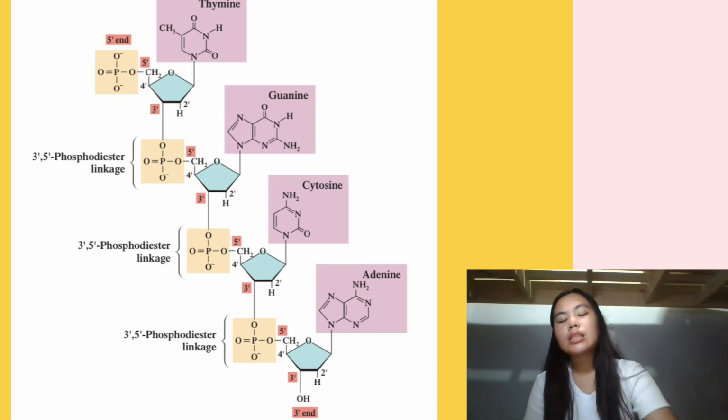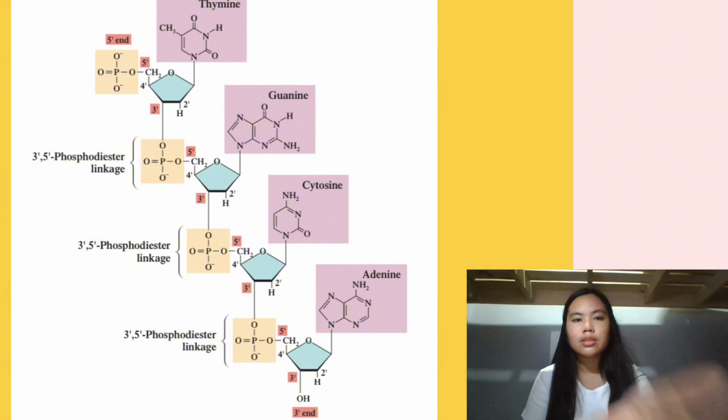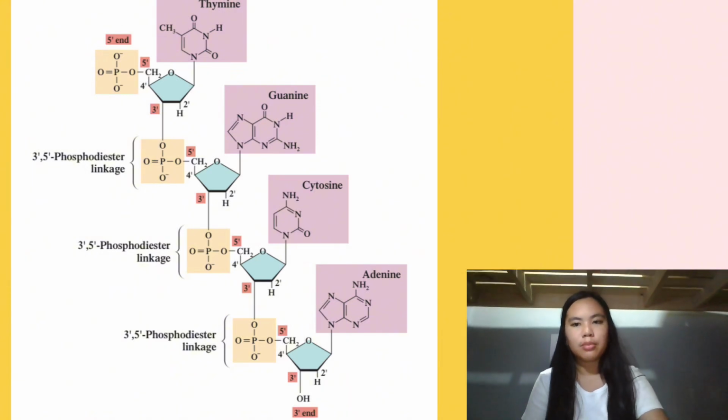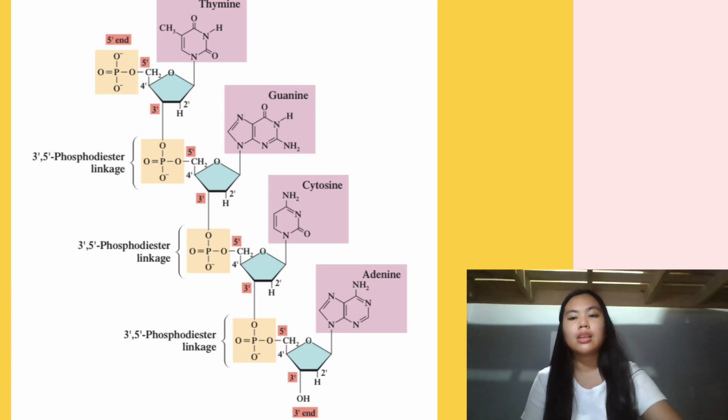So these are the bases, this is actually the structure of a DNA. So these are the bases, which are thymine, guanine, cytosine, adenine, and this is its deoxyribose and the phosphodiester linkage.